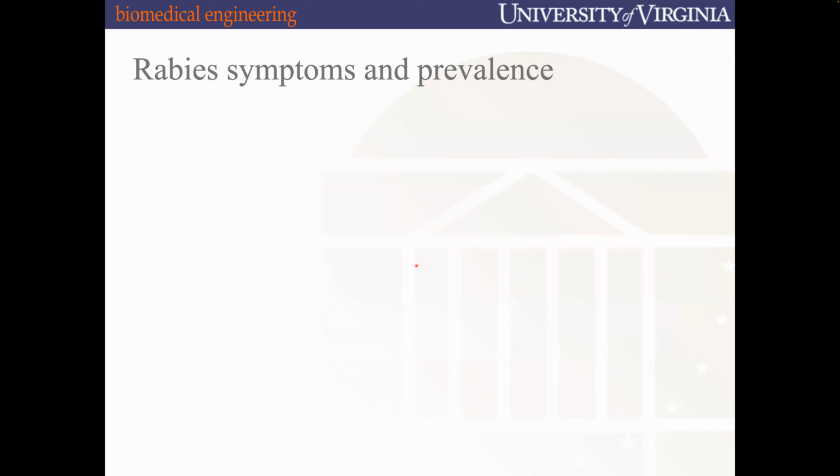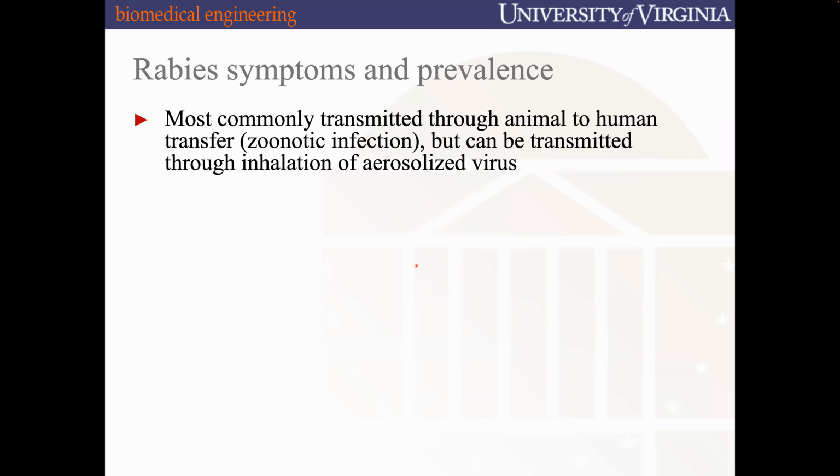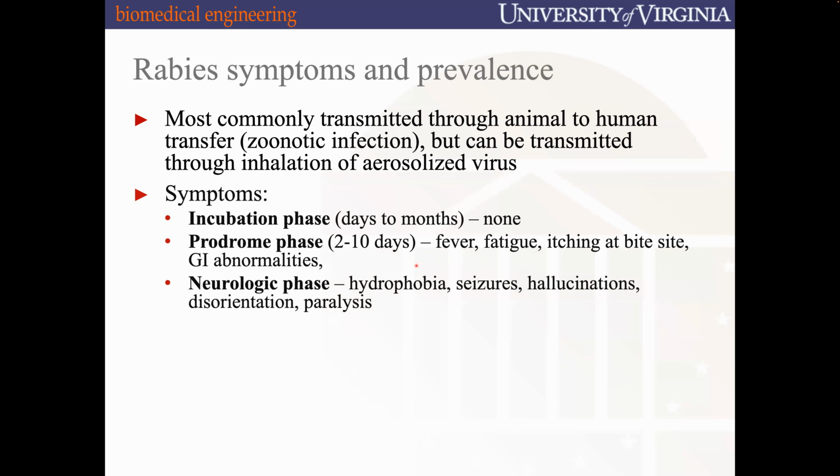So I'm sure rabies is familiar to everyone in this room. It is most commonly transmitted through animal-to-human transmission, so it can be considered a zoonotic infection. Usually this is if an animal that's carrying rabies bites you, but it can also be transmitted through aerosolized particles, similar to SARS-CoV-2, from somebody that has the infection. And the symptoms make it a little bit of a tricky infection.